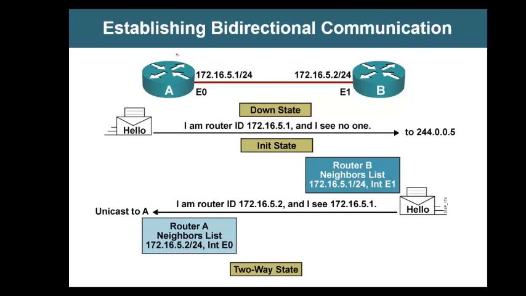And now router B is listening to this, because router B is also just configured with OSPF. All the routers that are configured with OSPF will start listening to this multicast address 224.0.0.5. So B learned A. B has learned A.